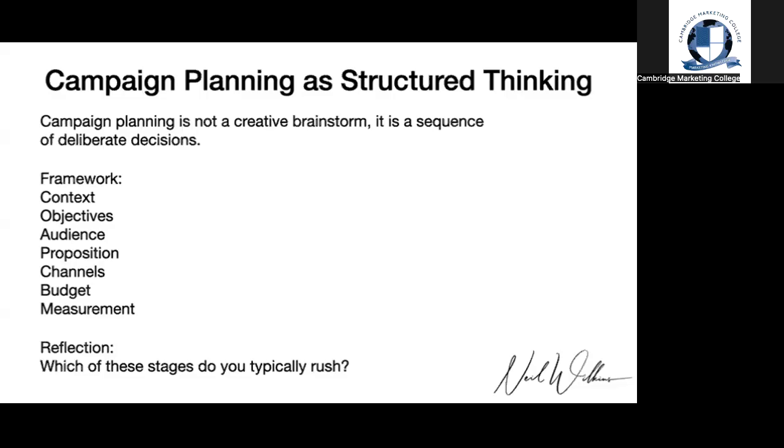So the framework is the context, the objectives, SMART of course, the audience, the proposition, the channels, the budget, and the measurement. The campaign then sits above audience, proposition, and channels. It's just a layer, if you like. That is the creative element of the campaign, but it's the framework that is the really key thing. So, out of those things, what do you typically miss completely or rush? Context, objectives, audience, proposition, channels, budget, or measurement.